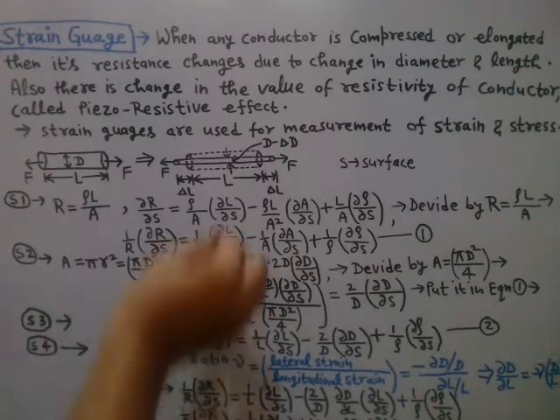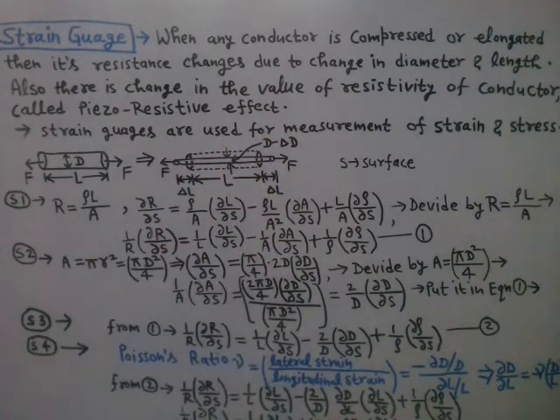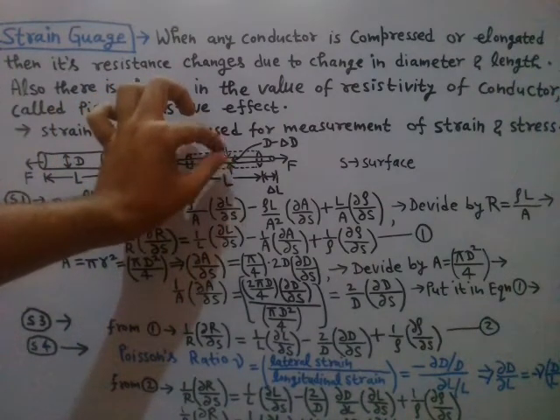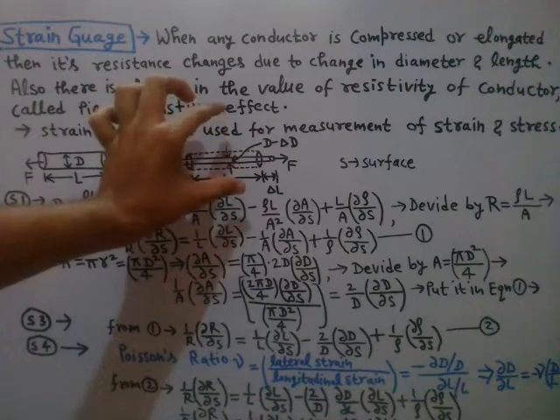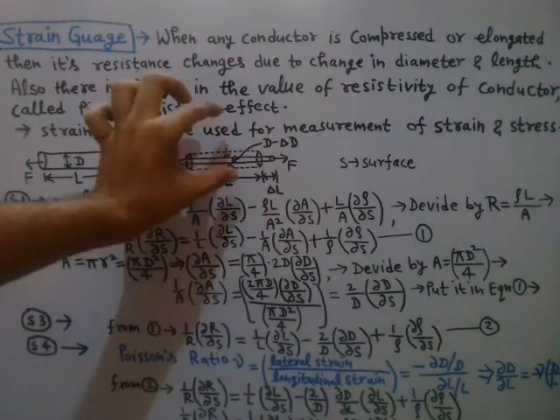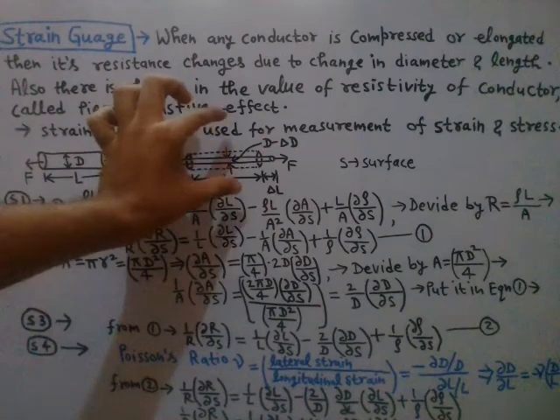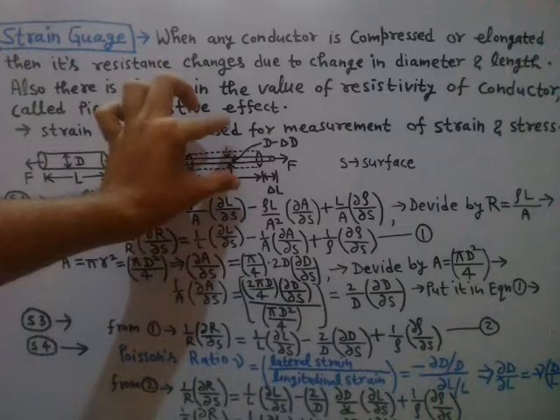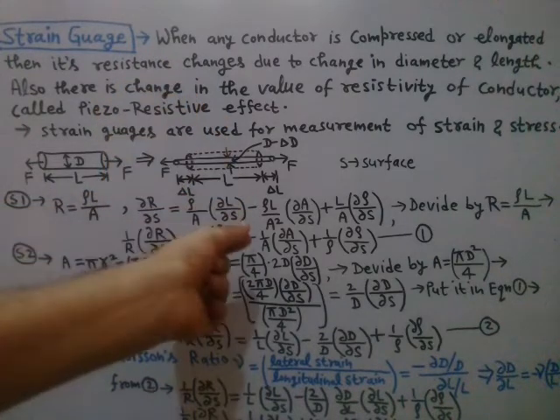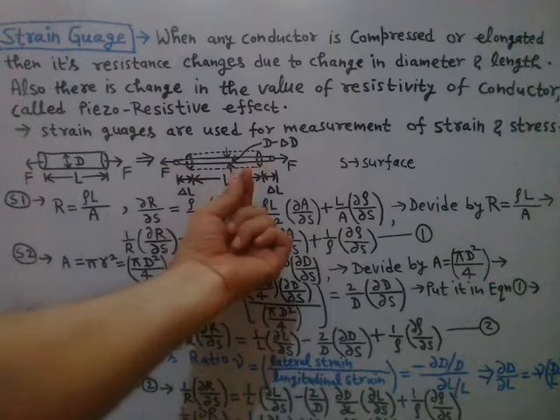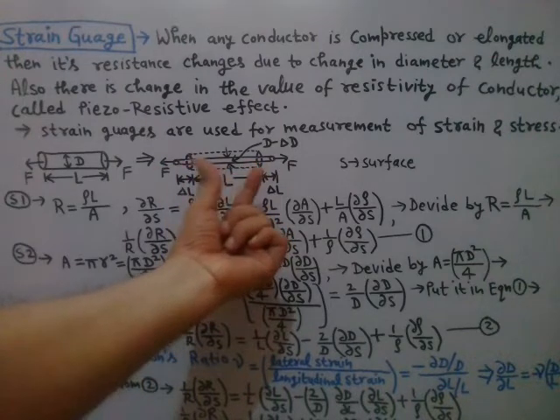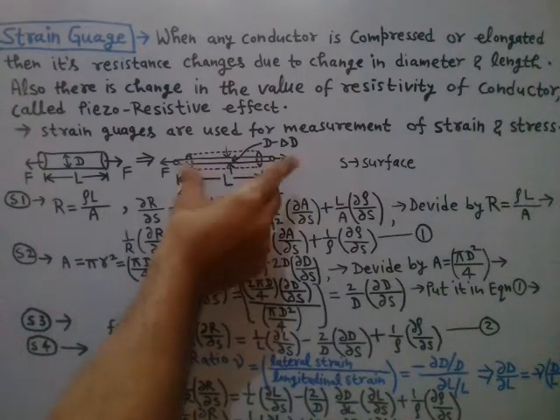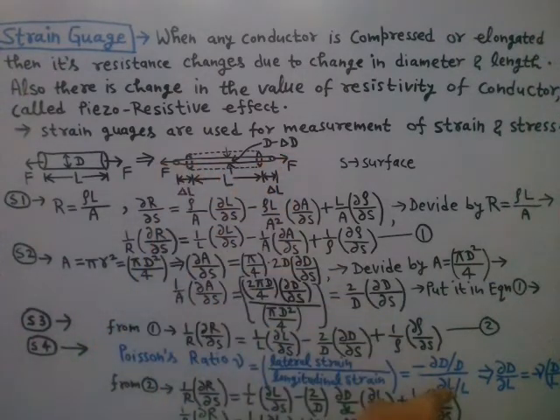So lateral strain means in this direction, right, along the diameter. Lateral strain means along the diameter. So lateral strain means del D by D, that is the lateral strain, that means along the diameter. And longitudinal strain means along the length. So that is del L by L, right?